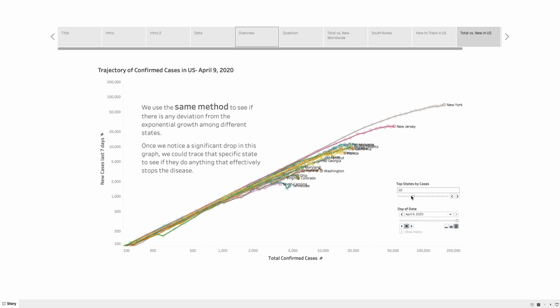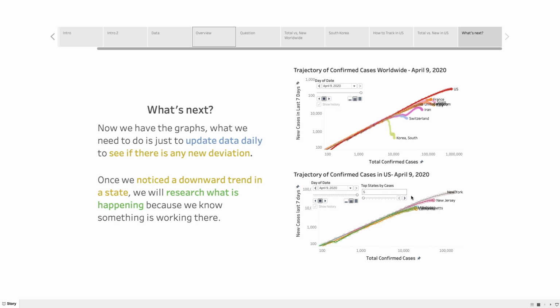And our last question is, what's next? So now we have these 2 graphs. What we need to do is to just update the data daily to see if there is any new deviation. And once we notice a downward trend in a state, we will research what is happening because we know something is working there. And that's our presentation.